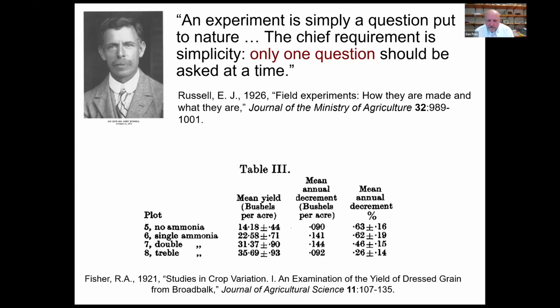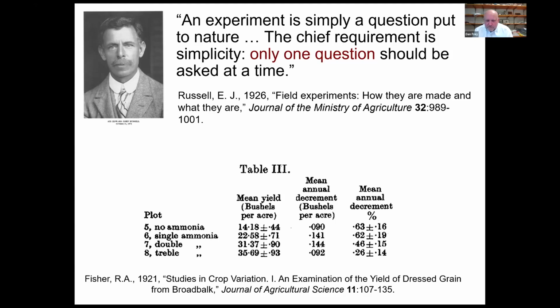And typical of that approach, you see a table here from a paper in 1921 in which they were exploring the effect of ammonia as a fertilizer, putting it on a field. There's no ammonia, single ammonia, double and triple amounts, and you could see the effects on how much yield you were going to get in the grain. The annual decrement, that is, the first season might work out better, and then it might back off from there. And so you were looking for good yield and yield that was sustainable.